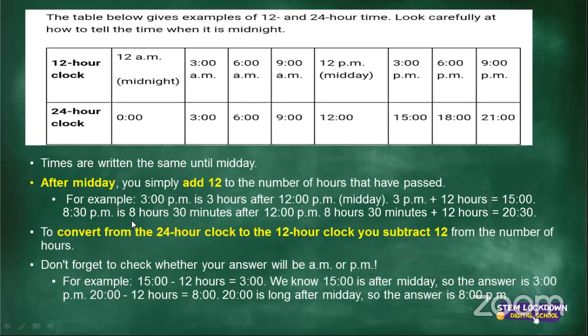8:30 p.m. is 8 hours, 30 minutes after 12 p.m. So 8 hours, 30 minutes plus 12 hours equals 20:30. So that's the difference there. Whenever you're asked to work with a 24-hour clock, immediately after midday, you add 12. And then to convert back from the 24-hour clock to the 12-hour clock, you simply subtract the 12.